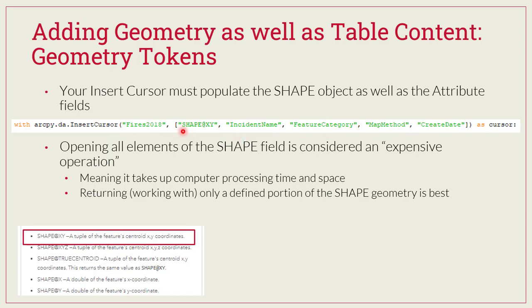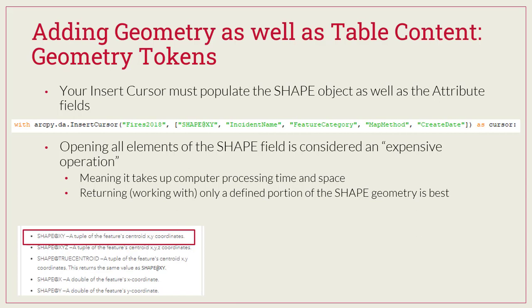So why do we have this shape at XY, this geometry token? Why don't we just put shape in here and have the entire shape object open within our ArcPy code? Well, it's been learned over time that opening up the entire shape object is considered an expensive operation, meaning that it takes up computer processing time and space. And Esri has learned that if you can isolate the geometry token on the shape that you want to have open and you want to work with, it just makes your code run a lot faster and a lot more efficient. So again, here I just highlighted some of the shape objects that you would have available to you, and more often than not, the shape at XY is one that gets used quite often with an insert cursor.